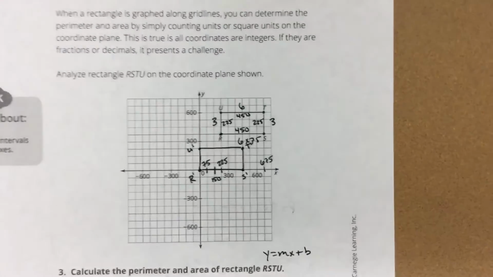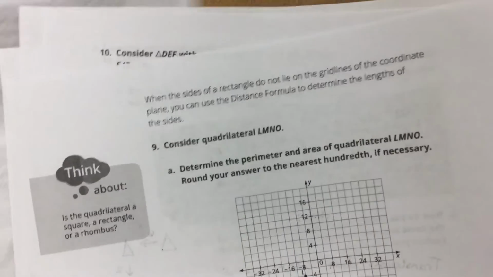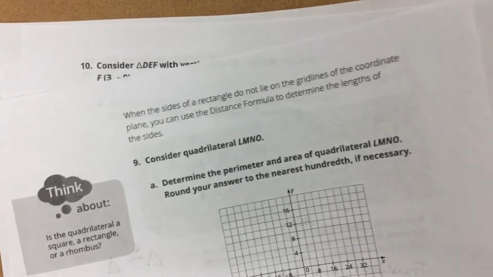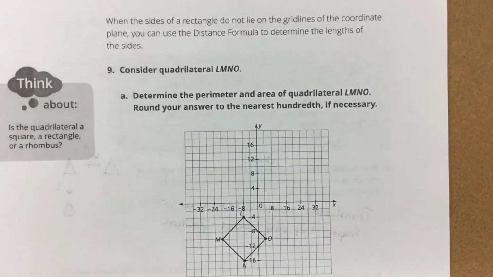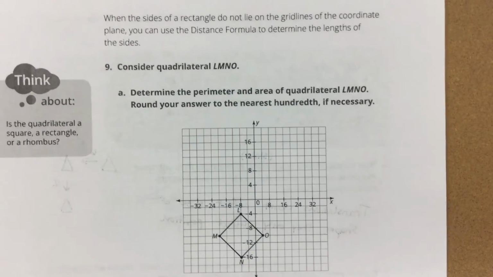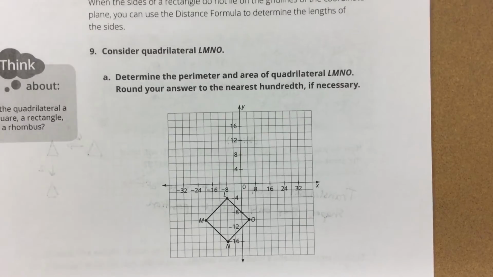So there you go. Now we're flipping this page over. We're looking at number 9 now. That was number 8. Let me fix my papers a little bit. I accidentally threw them off the desk. Okay, so now we're considering this quadrilateral LMNO. Determine the perimeter and area of quadrilateral LMNO. Round your answer to the nearest hundredth if necessary.